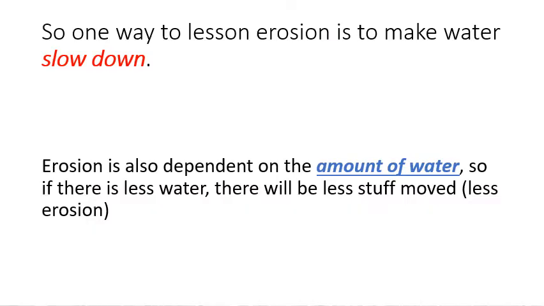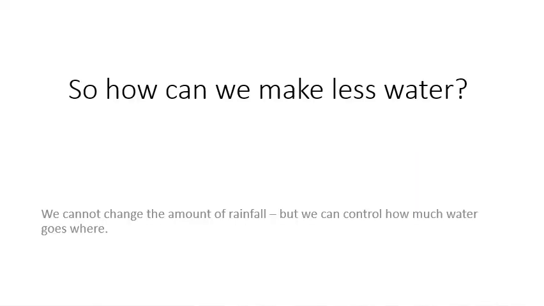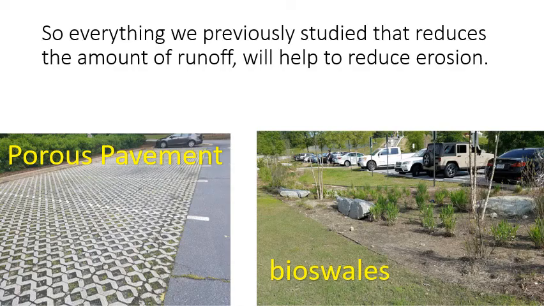So we get it, we make water slow down. But remember, erosion is also dependent upon the amount of water. So if there's less water, there will also be less stuff moved. So how can we make less water? Now we can't change the amount of rainfall, but we can control the amount of water that is going somewhere. So everything that we talked about in the last unit that makes less runoff will help reduce erosion.